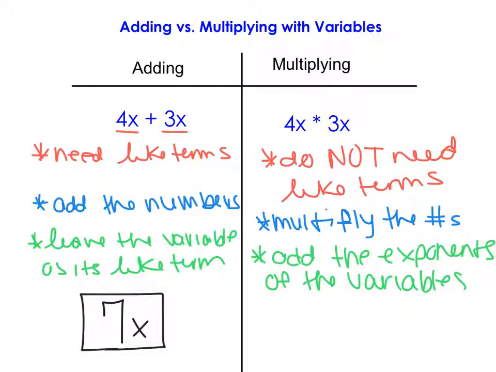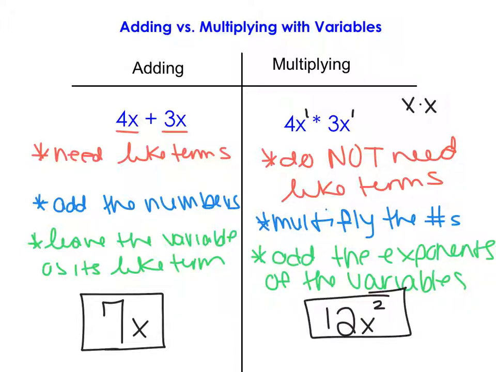So in this case here, what we'll see is we'll see 4 times 3 is 12. And then here, this is x to the first and x to the first. So what's really happening is we have x times x, which we know x multiplied by itself is represented by x squared. So two very similar looking statements, but the difference between addition and multiplication results in them having two very different looking answers.